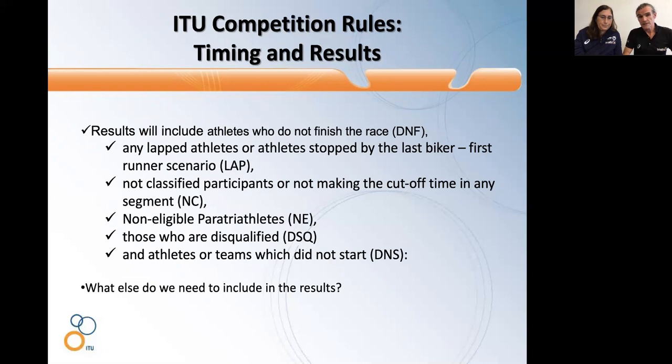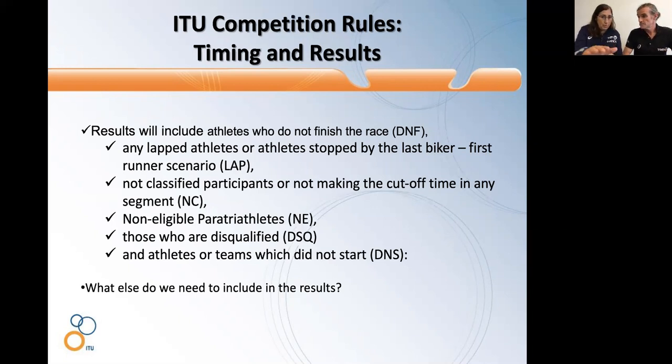Once we have all our finished athletes, we also need to include a number of other categories. Listed here, we need any DNFs, which stands for did not finish. We then also need to put in any lapped athletes, and we add LAP at the back of their name. Non-classified participants in para-triathlon would have NC, or if they weren't eligible to enter the event but were still allowed to race, they would be classed as NE. Anybody who's sadly disqualified is given the term DSQ, and the athletes or teams who didn't actually start, for whatever bad day, we have as a DNS.